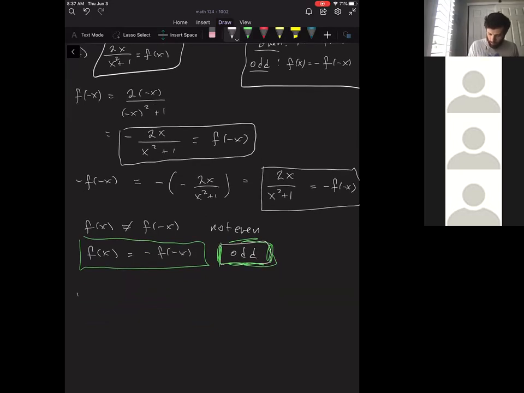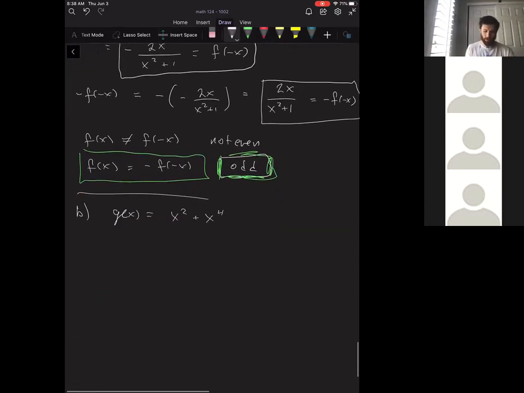All right, how about the function g of x equal to x squared plus x to the fourth. For this one, we need to find g of negative x. Let's plug in negative x: we'll have negative x squared plus negative x to the fourth. Since we have even powers, those negative signs are going to go away. So we have x squared plus x to the fourth. Let's just stop right there for a second.